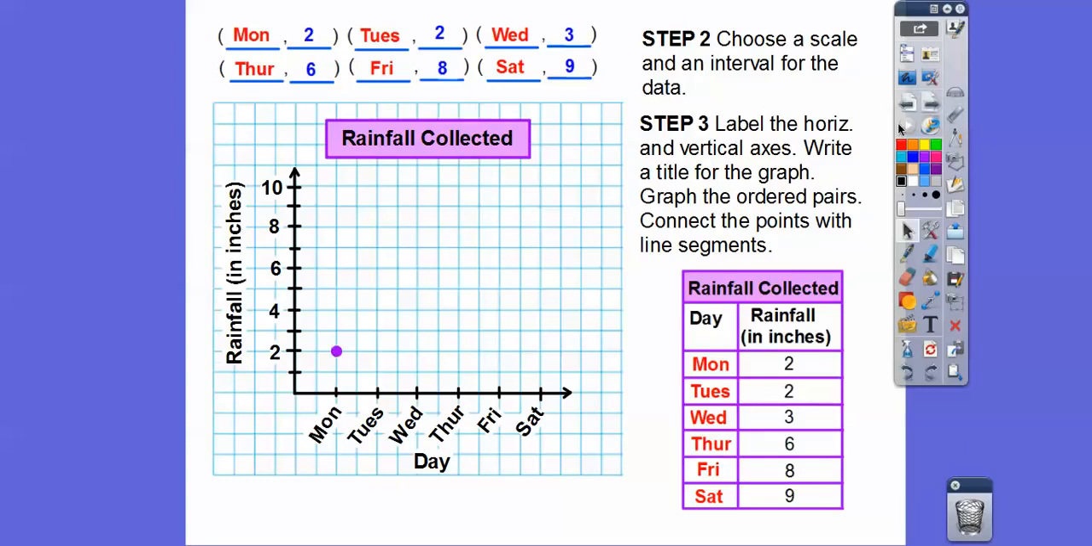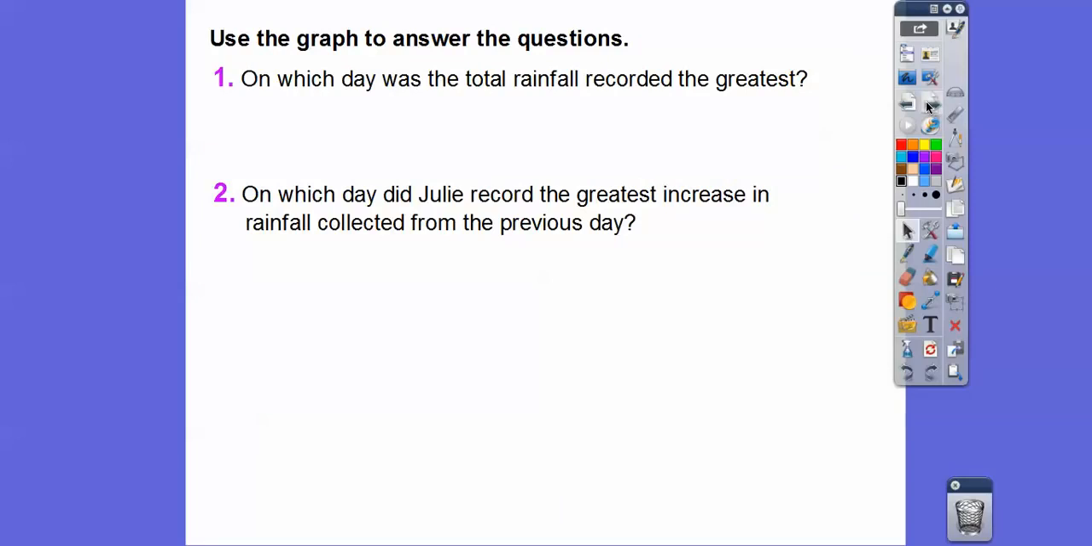All right, and then now it says graph the ordered pairs. So here's Monday, 2. I did that right there, Monday, 2. Okay, Tuesday, 2. Here's Tuesday, 2. Here's Wednesday, 3. Thursday, 6. Friday, 8. Finally, Saturday, 9 right there, okay? And now we're going to connect them. There they are connected right there. And then let's analyze this graph, okay? So we're going to use the graph to answer the questions.